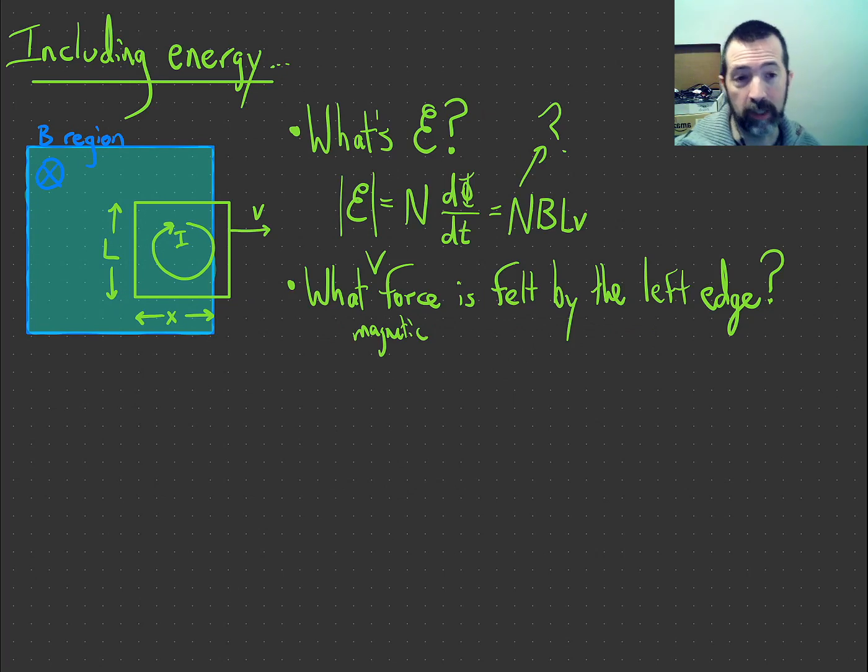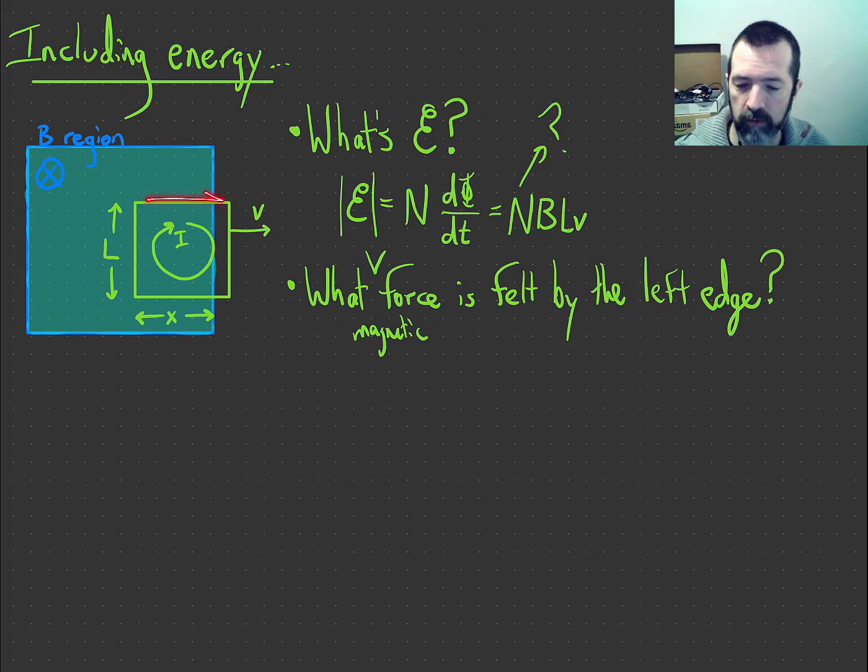Now, before I get into that, you may be wondering, why don't I ask about the other edges? Well, the right edge, there's no magnetic force there because there's no field. On the top edge, there is going to be a magnetic force.